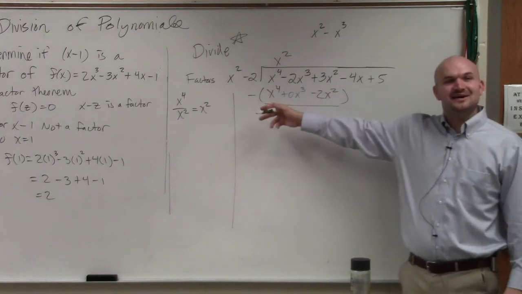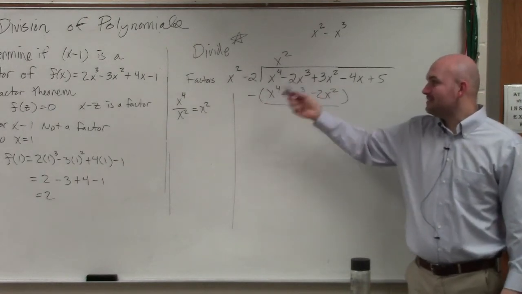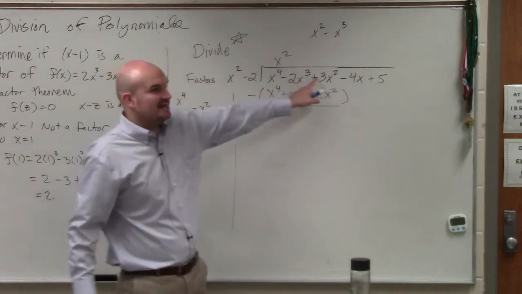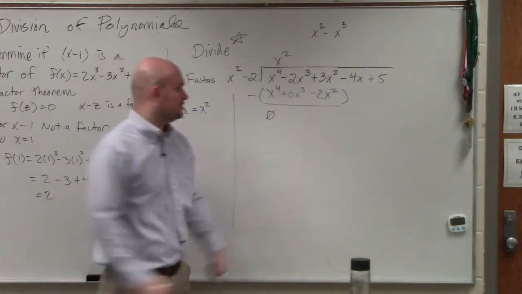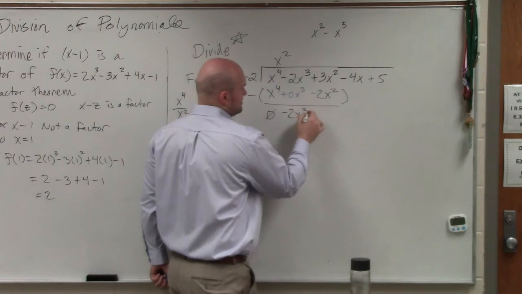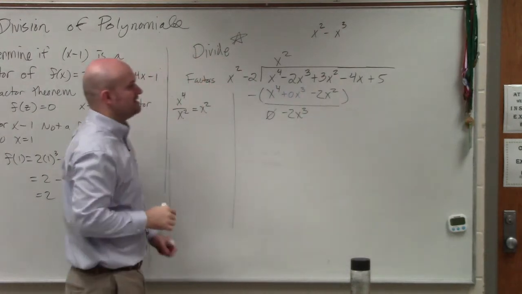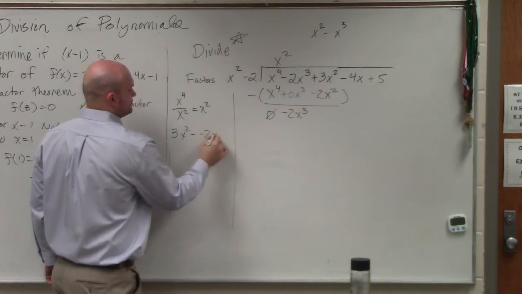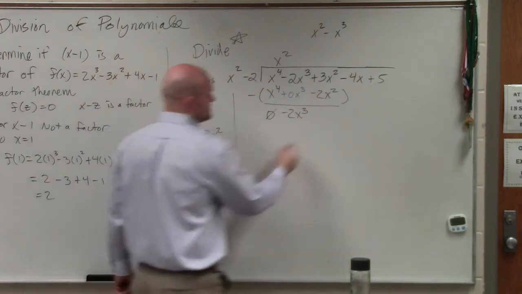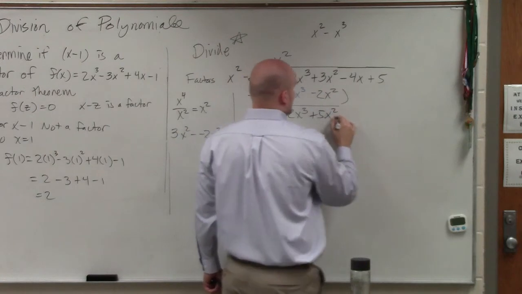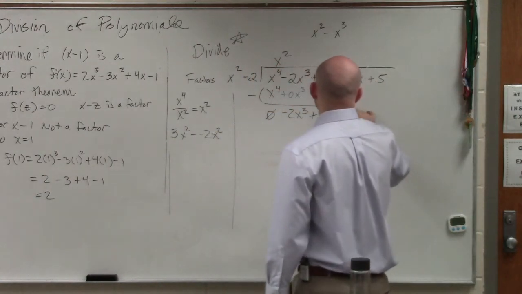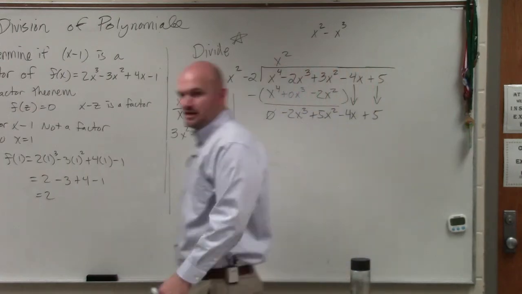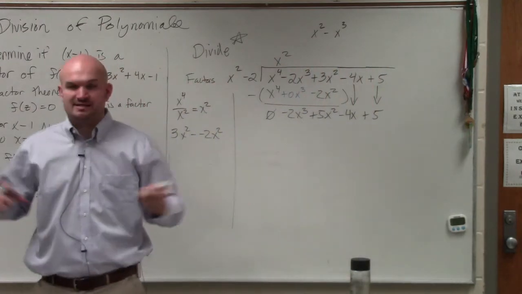All right. So you have x to the fourth minus x to the fourth is 0x to the fourth, which is just 0. Negative 2x cubed minus 0x cubed is just going to be negative 2x cubed. 3x squared minus a negative 2x squared. Sometimes this trips people up. So double negative, that gives us a positive 5x squared. And then I can just bring down my negative 4x, and I can bring down my positive 5. Is everybody OK with that first round that I did?